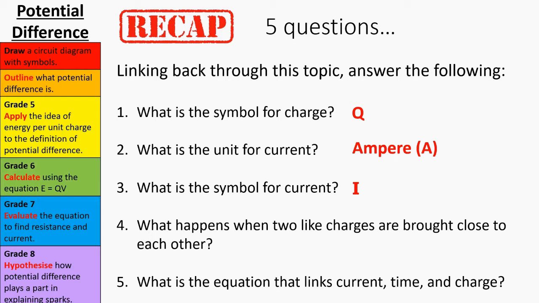Question 4, what happens when two like charges are brought close to each other? Well, a like charge means that it's positive and positive or negative and negative, and when those are brought close to each other, they repel. And finally, what is the equation that links current, time, and charge? From the previous lesson, you should know that that is now Q equals IT.